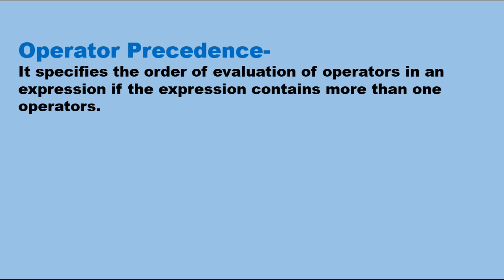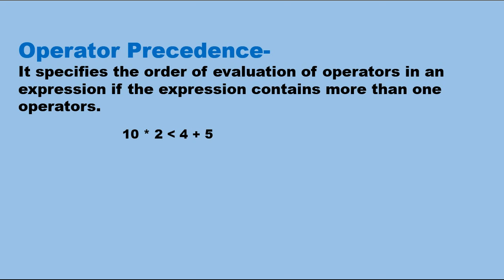So these were the various categories of operators in Python. Coming to the next term, that is operator precedence. Now what is operator precedence? Operator precedence specifies the order of evaluation of operators in an expression if the expression contains more than one operator. For example, if this is your expression 10 into 2 less than 4 plus 5, there are three different operators in this expression. So, operator precedence will decide which operator will work first.